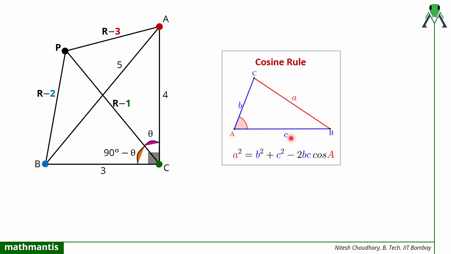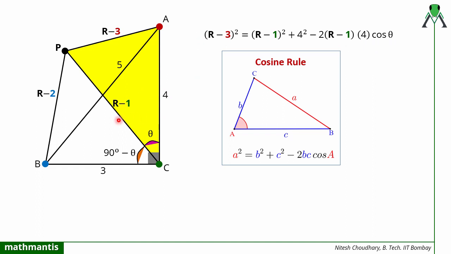What does the cosine rule state? Cosine of any angle inside a triangle can be defined by this rule, which states that the opposite side square is equal to the sum of the adjacent sides squared, b square plus c square, minus 2 times the product of the adjacent sides times cosine of angle A. So let me first apply the cosine rule in this triangle. So this is your opposite side for this angle theta. So I will write (R minus 3) square is equal to (R minus 1) square plus 4 square minus 2 times (R minus 1) multiplied by 4 cos theta. This is the property we have applied, the cosine rule in this triangle.